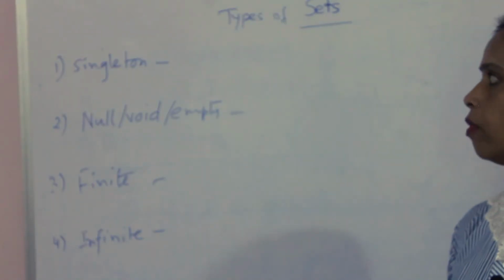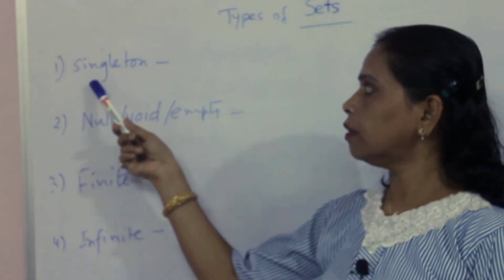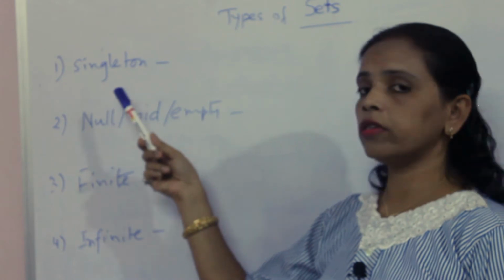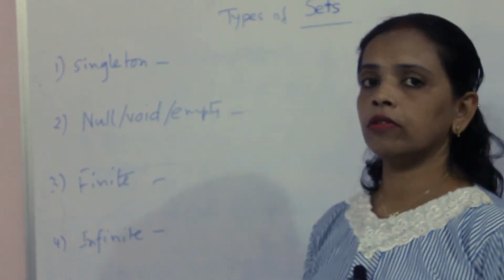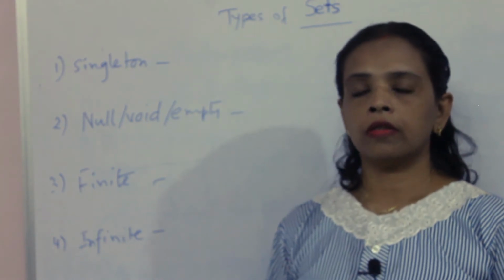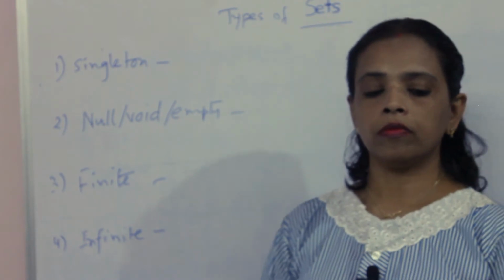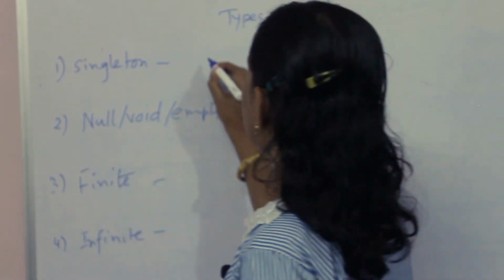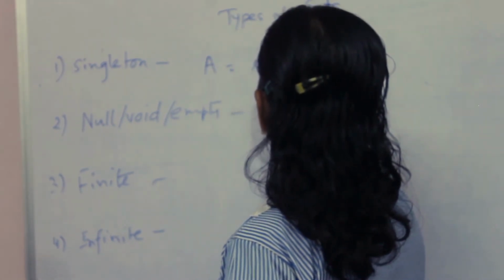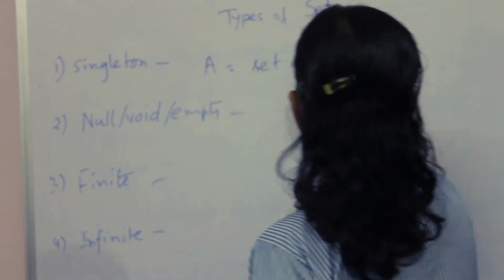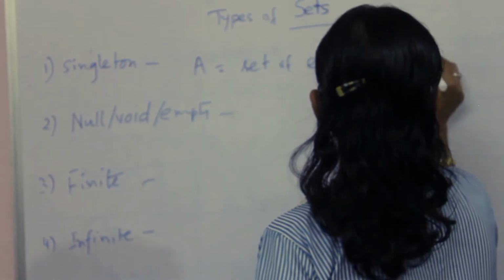Now I am telling about the singleton set. What is this? Singleton means the set contains only one element, and that set is called a singleton set. Suppose I am giving you one example. A is a set of even prime numbers.